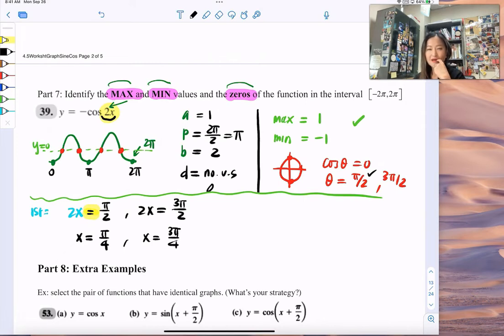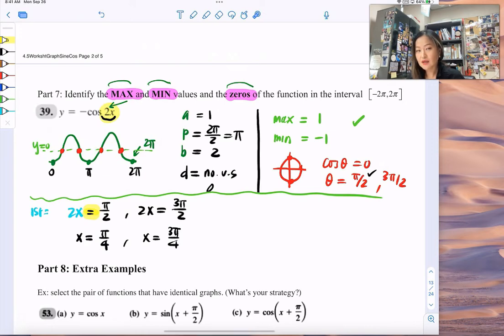Does that make sense? Okay. So it happens here and here, but there's other times that it happens. But because we need to find from 0 to 2 pi, it only found zeros here and here. So how do we find the ones that are here and here?